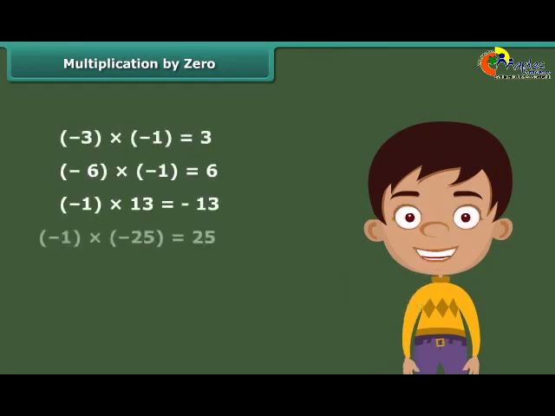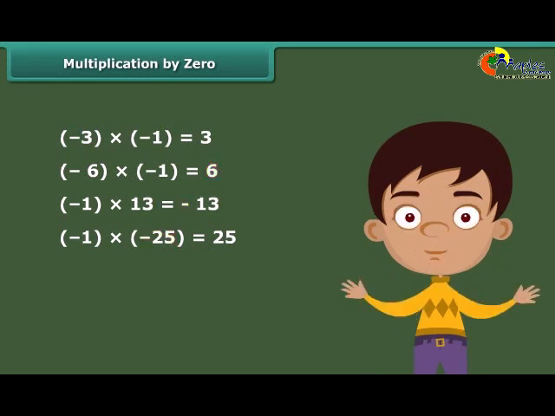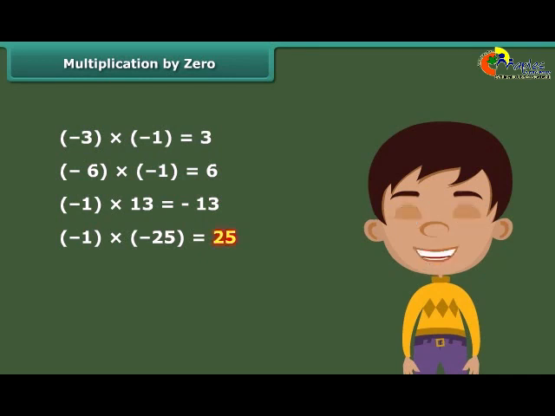But when we multiply any integer with -1, we get the additive inverse of the integer. In these examples, -3 has become 3, -6 has become 6, 13 has become -13, and -25 has become 25.